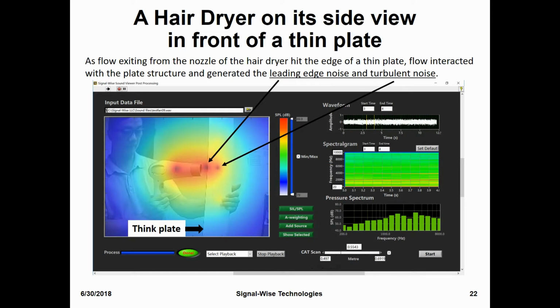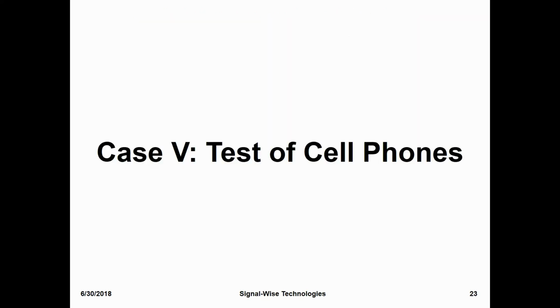Now we place a thin plate in front of this hairdryer. As the flow exiting from the nozzle of this hairdryer hit the edges of the thin plate, flow interacted with the edge structure and generated leading edge noise and turbulent noise.